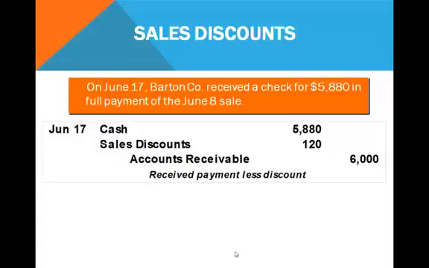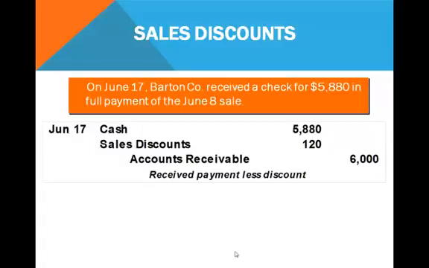So the customer has sent Bart & Company cash within the discount period of $5,880. So we recognize how much cash was received. We recognize that a sales discount was given, and we remove the account receivable from the books because it's been paid off by our customer. After this entry is posted, the balance in accounts receivable will be 0, indicating the account has been paid in full.